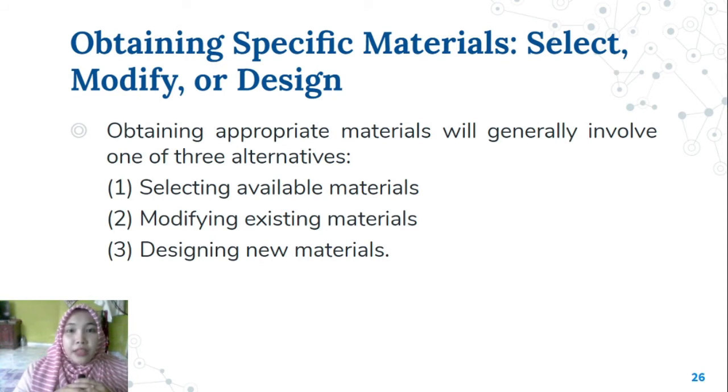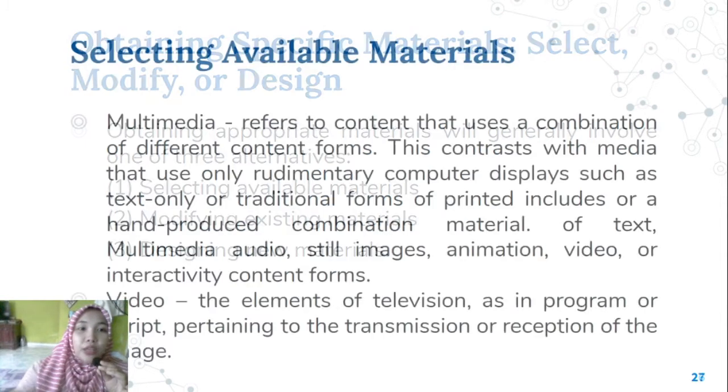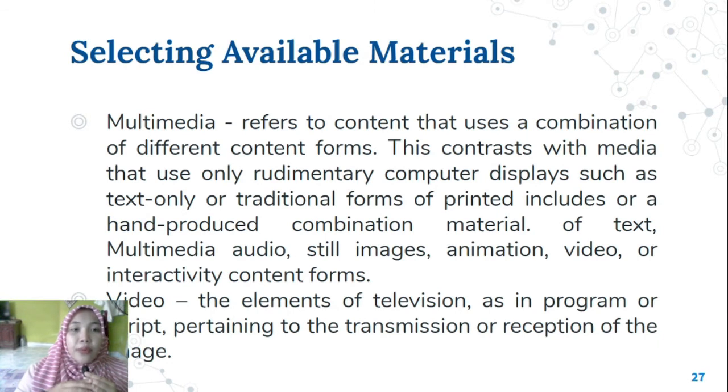Obtaining specific materials: select, modify, or design. Obtaining appropriate materials will generally involve one of three alternatives. First, selecting available materials. Second, modifying existing materials. Third, designing new materials. So, I will go to the first one, selecting available materials.